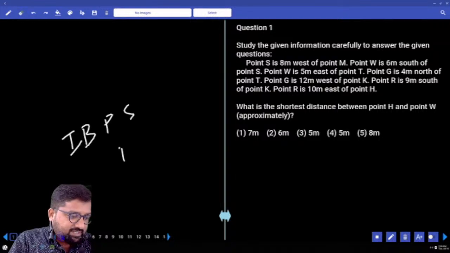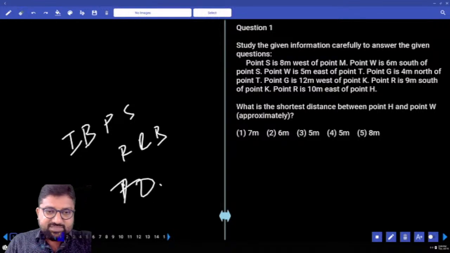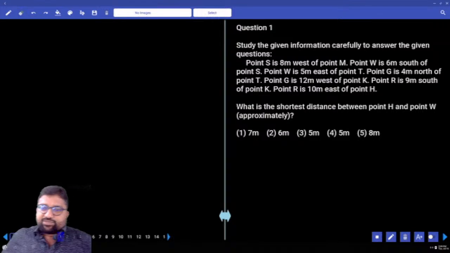IBPS RRB Officer Scale 1 Model Test number 70. Let's try to solve the reasoning part. Let's look into the first question.